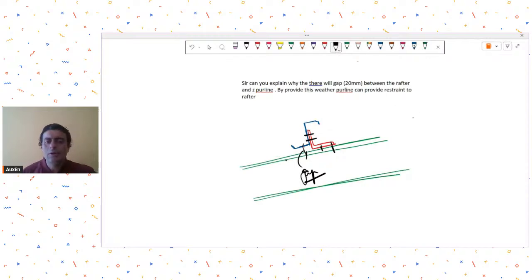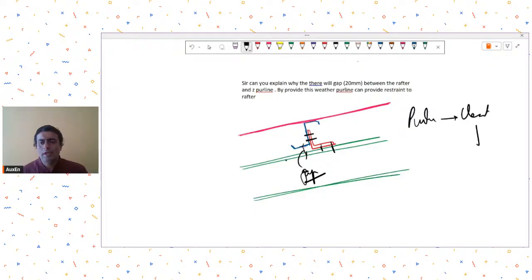So right now, how is the load transfer taking place, and let's say sheeting will be on top of this. By doing this, what happens? It is easy to install the Z purlins this way. So the load transfer path will then become from purlin to your cleat to the rafter, and not directly from purlin to rafter. So his question is why there is a gap. The simple answer for this gap is the ease of installation on site.